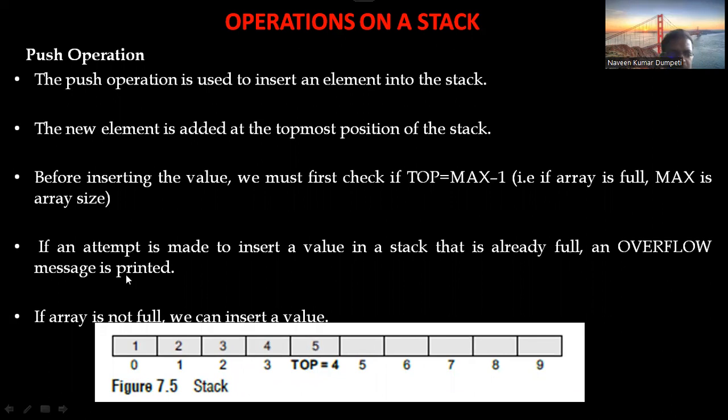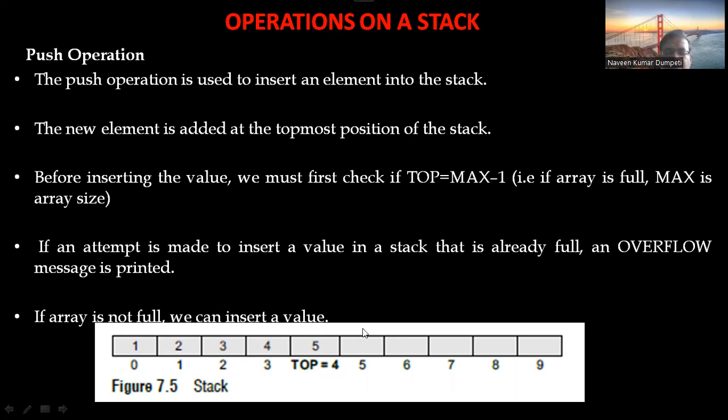So here in this array, we have inserted these values 1, 2, 3, 4, 5, and the topmost value or the last value in the stack is 5, and its index is 4. So what is the index the top variable will contain? It contains the index of 5, which is 4. So in top variable we store 4.